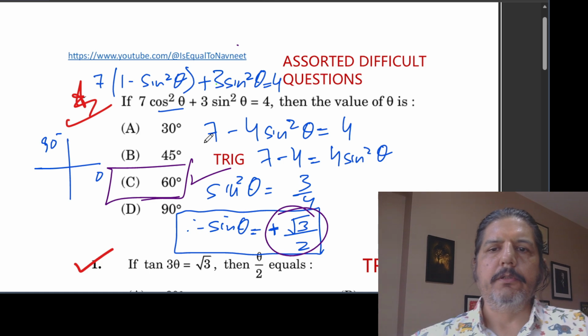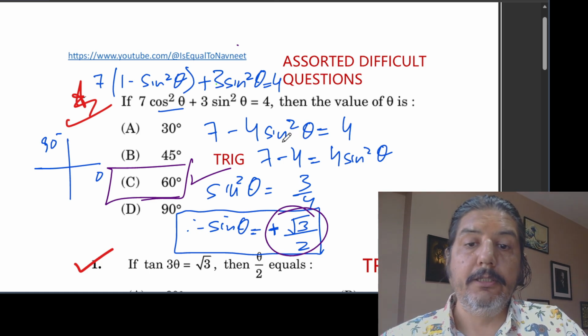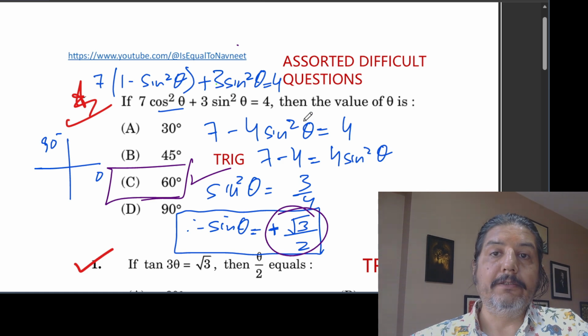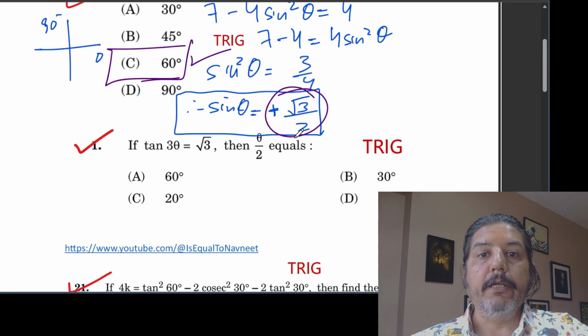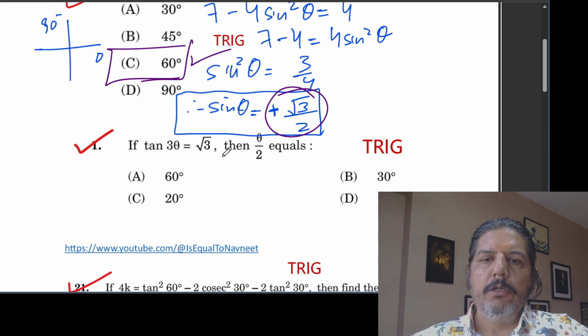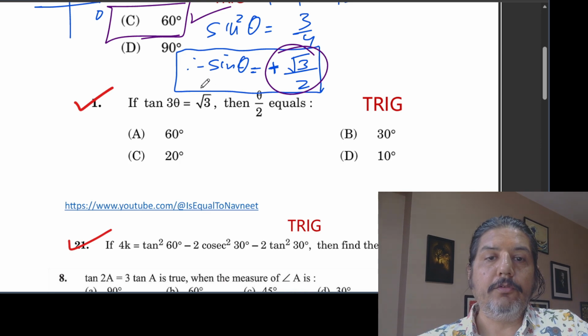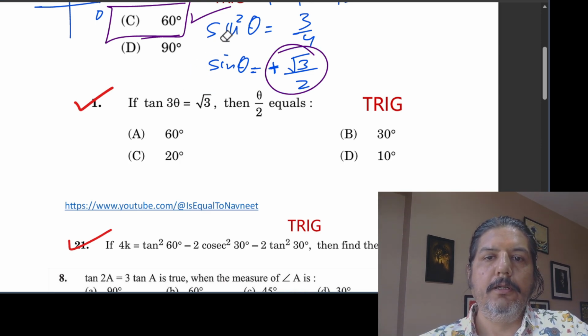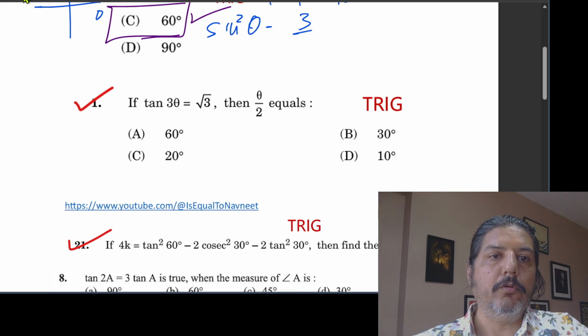This is a good question. Basically, these are part of trigonometric equations. When you go into class 11th, you do these, but they have put a question in class 10th also. Again, the next question too is a trigonometric equation question.